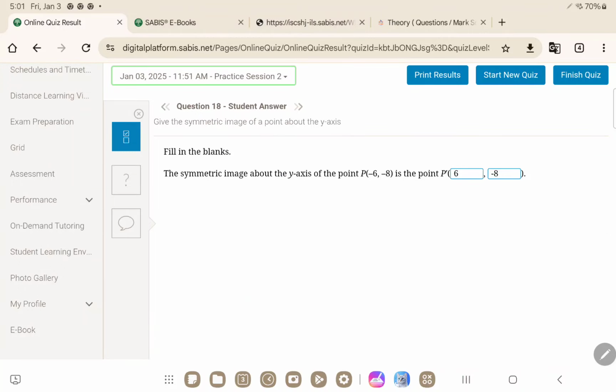Here they're asking us symmetric about the y-axis. When they ask us symmetric about the y-axis, you change the sign of x. So only change this sign and then you keep the y the same. So 6 and negative 8 stays the same.